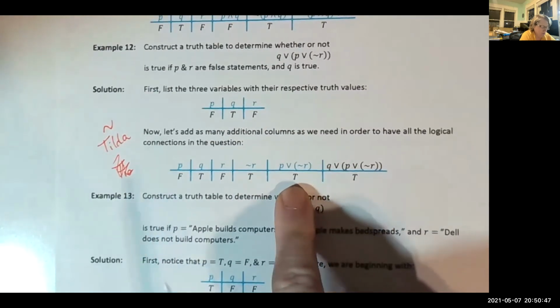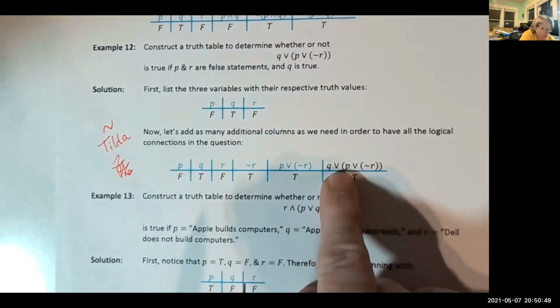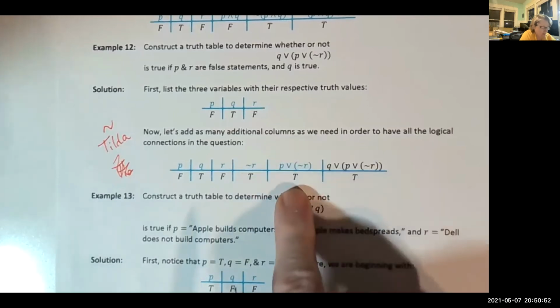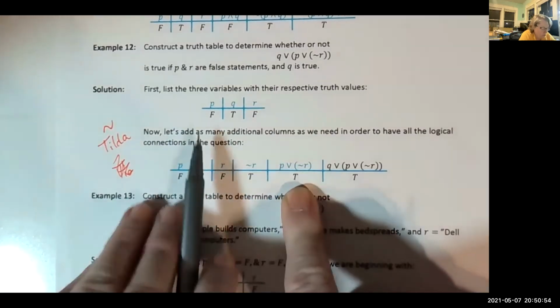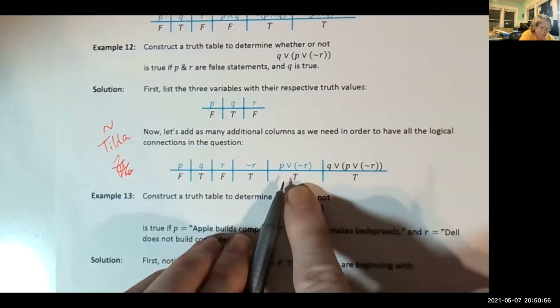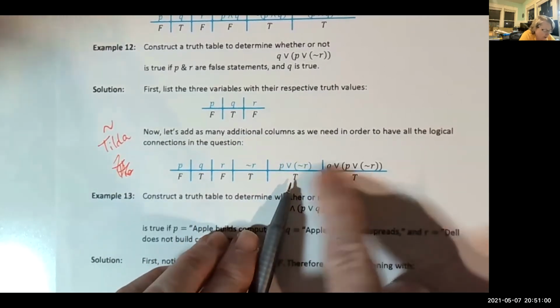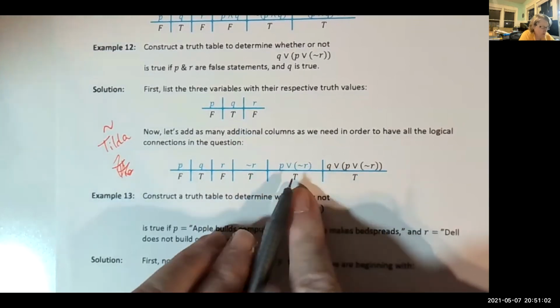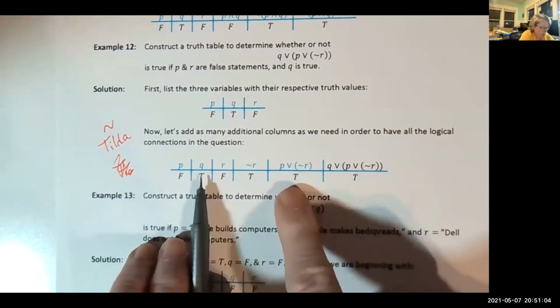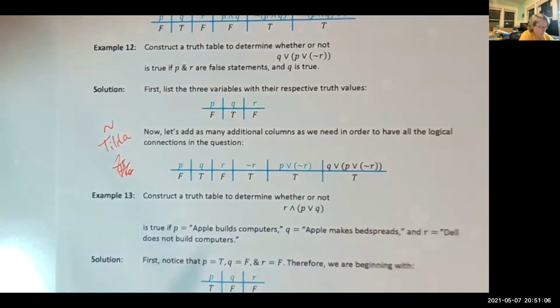Then finally, we are ORing Q together with what we just found. Well, again, it doesn't even matter what Q is, since P or tilde R is true, and we're ORing two things together, at least one true gives us a true outcome. And here we do have both trues.